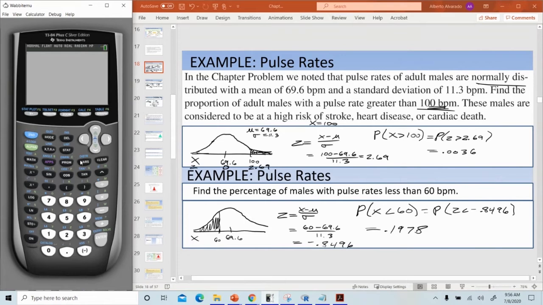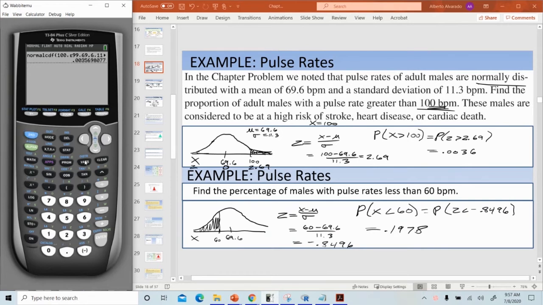So second vars for the first question, normal CDF. I can use the x values. We're interested here that the pulse rate is greater than 100, so I'm going to type in 100 to infinity. So in essence, I'm using the non-standard curve here. But if I'm going to use the non-standard curve, I have to input that mean, and I have to input that standard deviation, 11.3. Okay, now I push enter. Same answer. Right, so that's pretty nice.